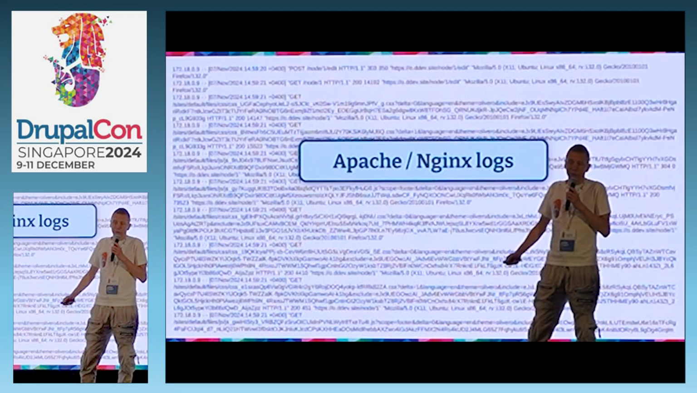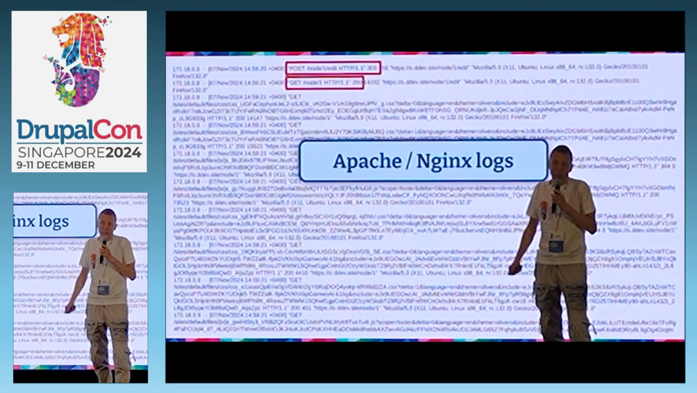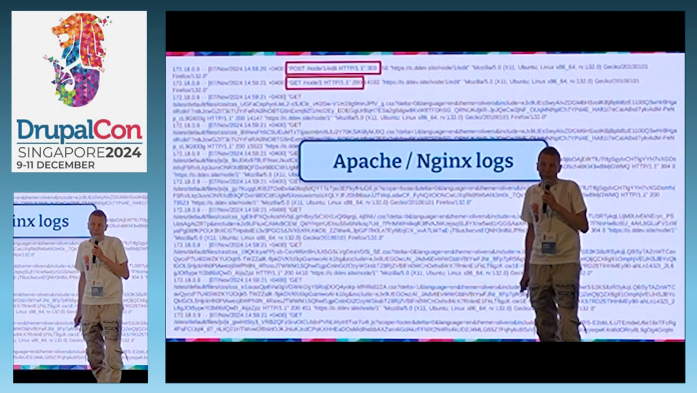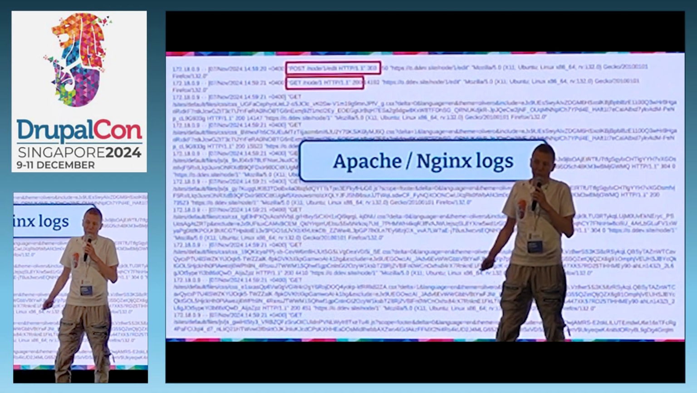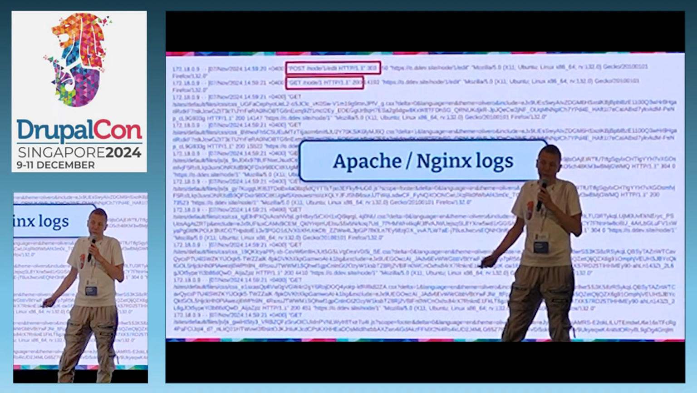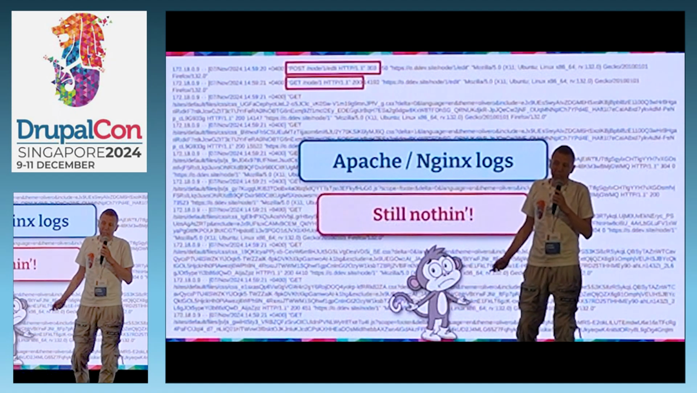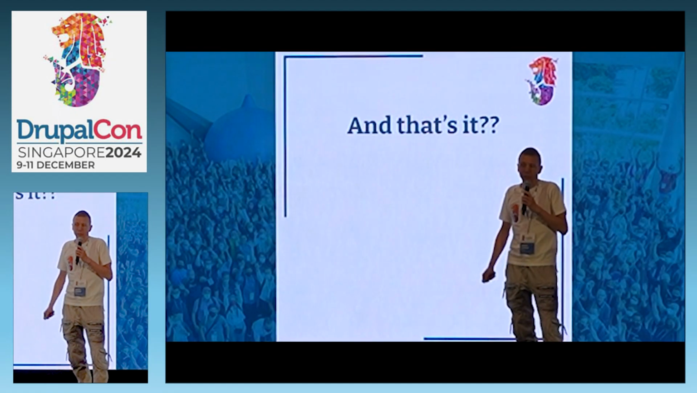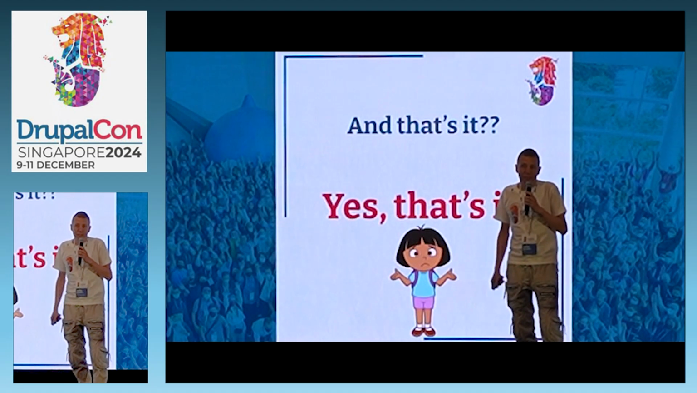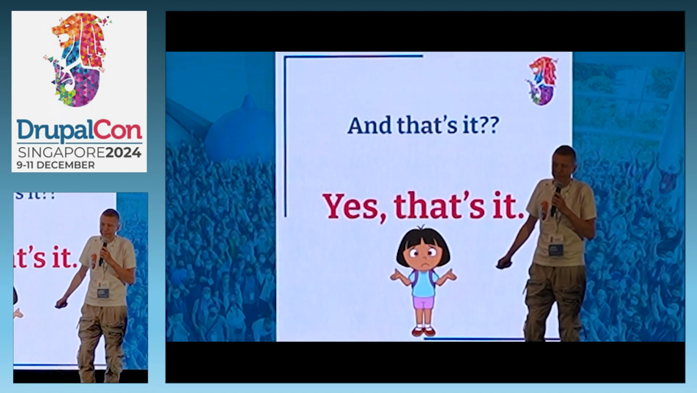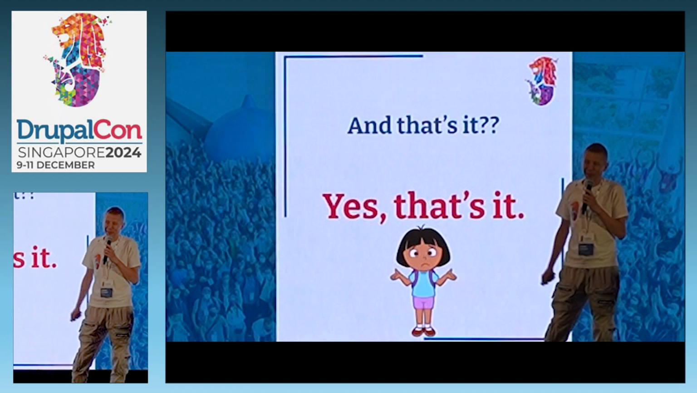Maybe Apache or Nginx logs can help us, but actually not. We can get the request type as a URL and the response code like 203 or 3, and that's it. So again, we have nothing. And probably that's it. That's all that Drupal can provide. And we should somehow live with it.